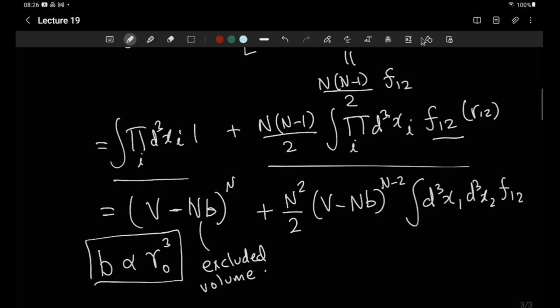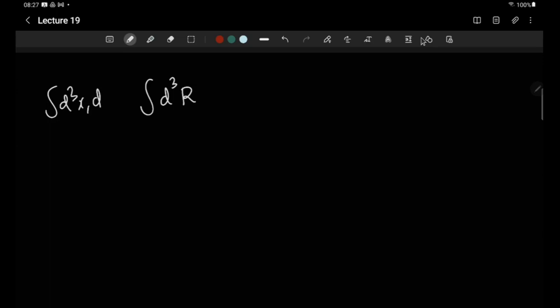To do this integral, we have to do a change of variables. We go to little r, which is x1 minus x2, and capital R, which is x1 plus x2 over 2, the center of mass. Then integral d cubed x1 d cubed x2 is equal to integral d cubed R d cubed r, and you can check the Jacobian is 1.